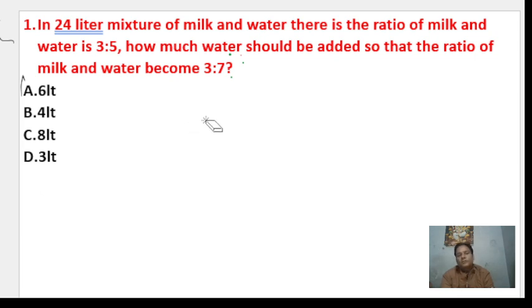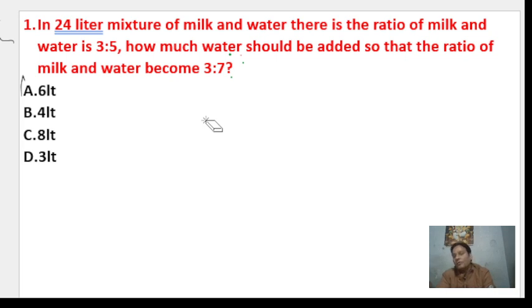Now we come forward to the problem which is asked in the mixture topic. The simple question is: a 24-liter mixture of milk and water has a ratio of milk and water of 3:5. It means there is a mixture of 24 liters in which milk and water are mixed in the ratio of 3:5. How much water should be added so that the ratio of milk and water becomes 3:7?